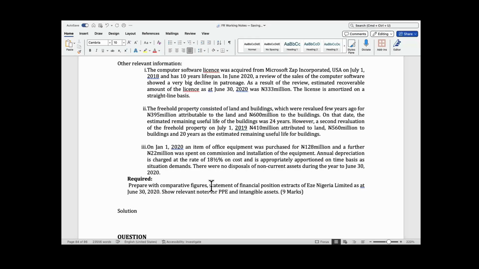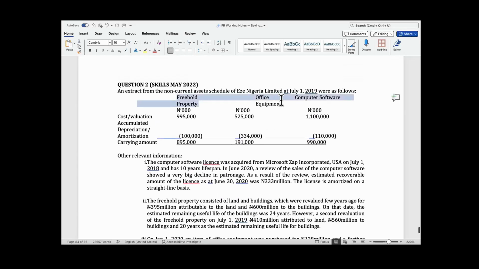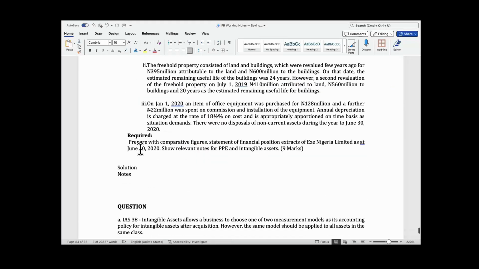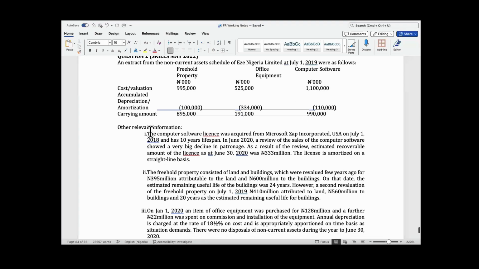Okay, so since we know that what they want me to do is statement of financial position, start with the relevant notes. Let's start with the relevant notes. So here, there are 3 assets that they give us as at July 1st, 2019. And the year end is June 30th. That means these are opening figures for that year. So they give us the costs, accumulated depreciation or amortization, and carrying amounts. Okay, let's pick it one by one.